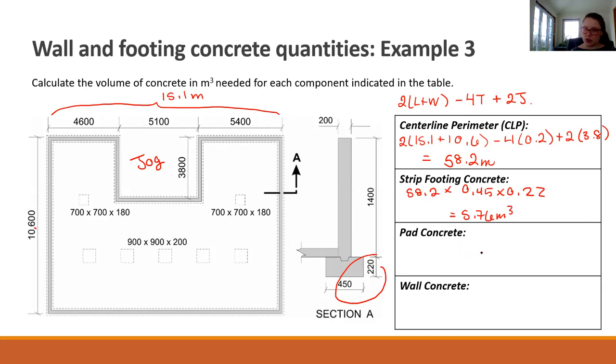For the pads, I'll just give you the total. I'll let you check them. I have 1.07 meters cubed. So you're going to get a couple small numbers and have to add them together. And then for the wall, 58.2 times 1.4.